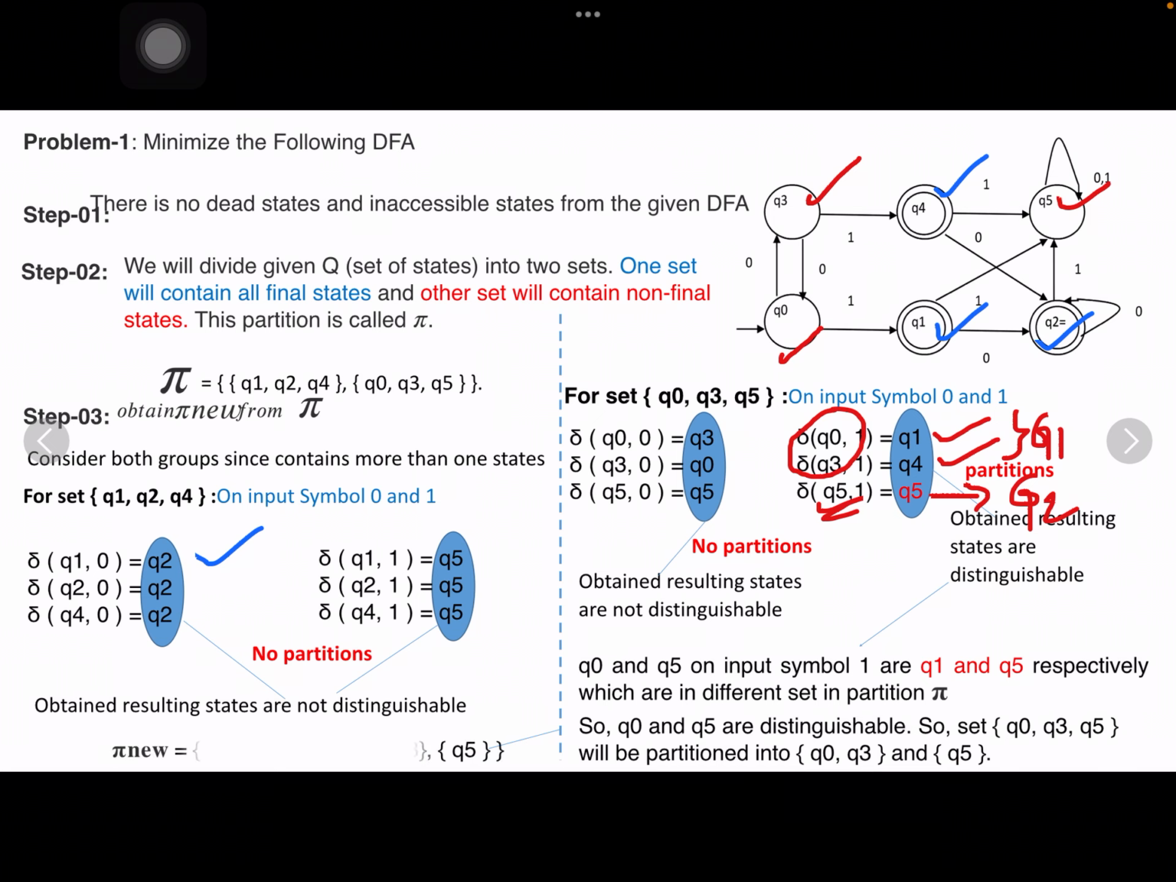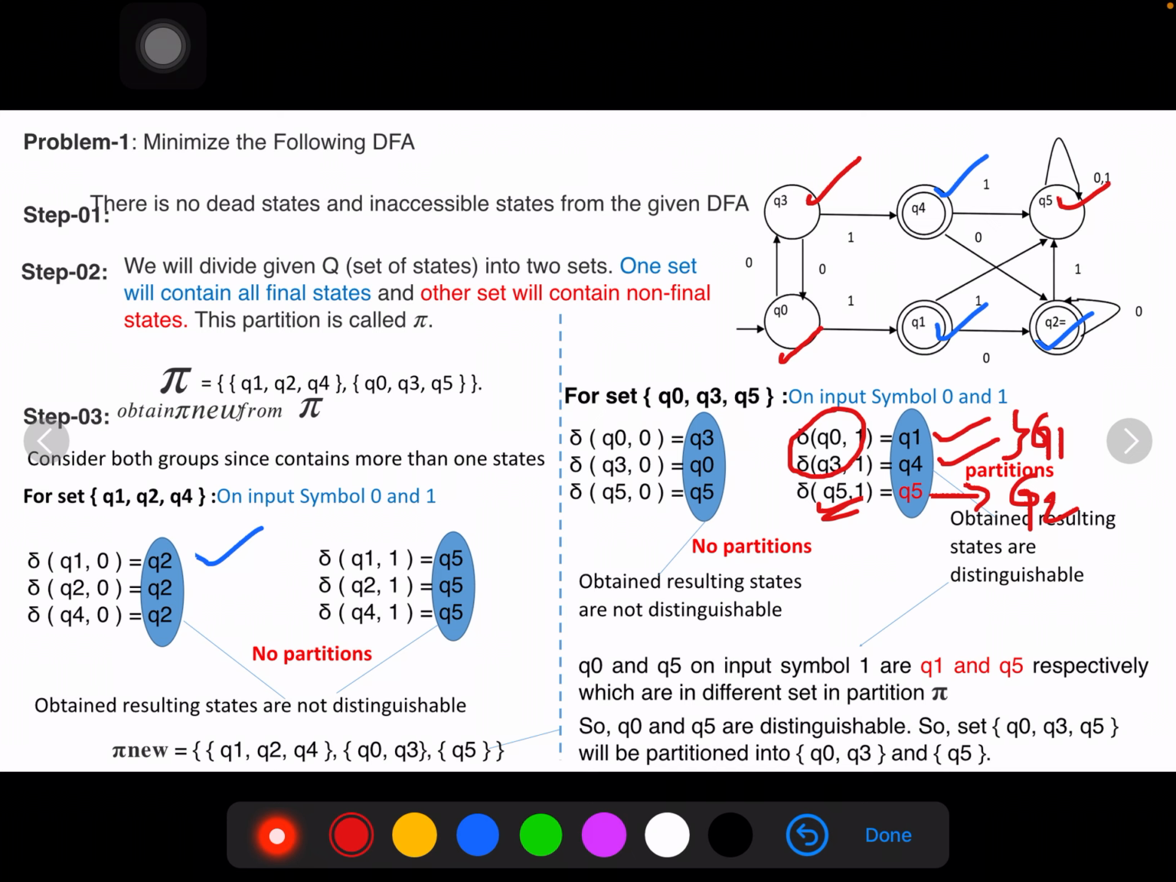π new is equal to, so there is a first case. In the first case there is no partition, so I have written it as it is. In this case you have partitioned it, then you have written this, right? So Q0, Q3 and Q5. Now π new has got 3 sets and π has got 2 sets.